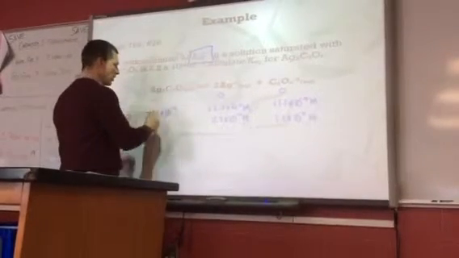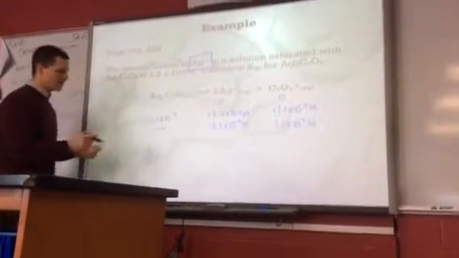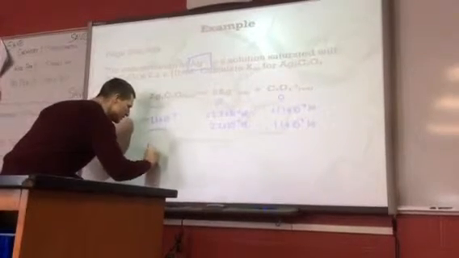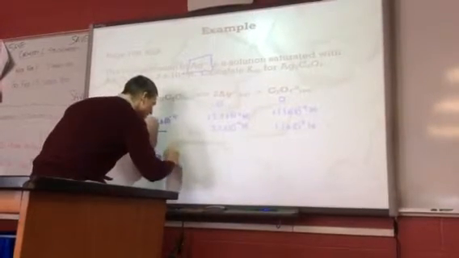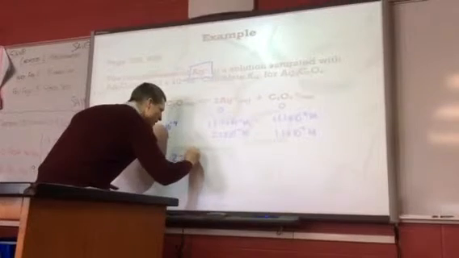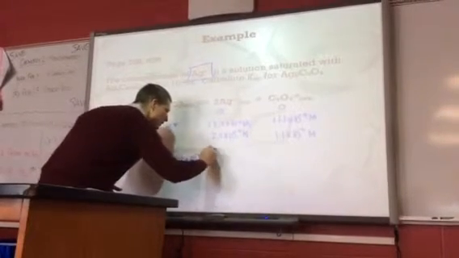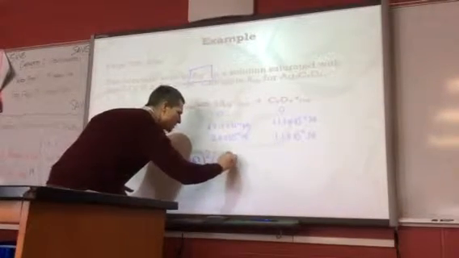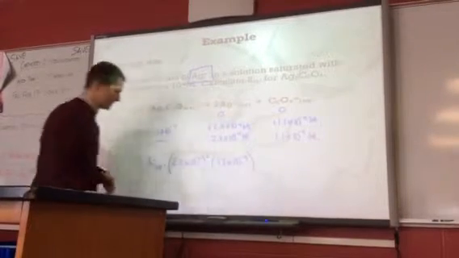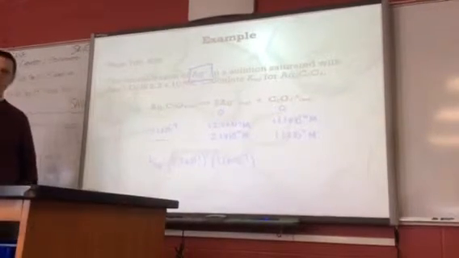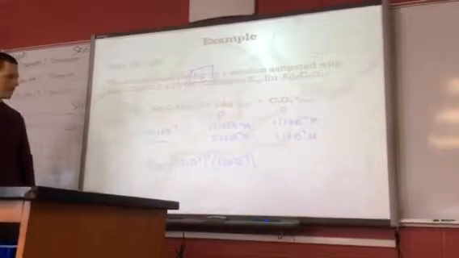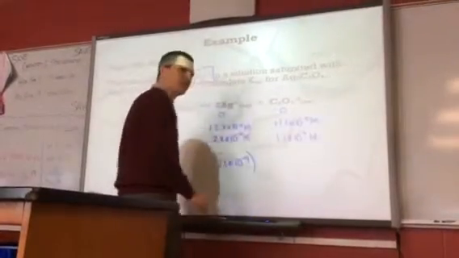We don't need that at all, though, because all it's asking for is what the KSP value is. And that's equal to the silver squared times the oxalate to the first, like that. Yeah, 5.3 times 10 to the negative 12.